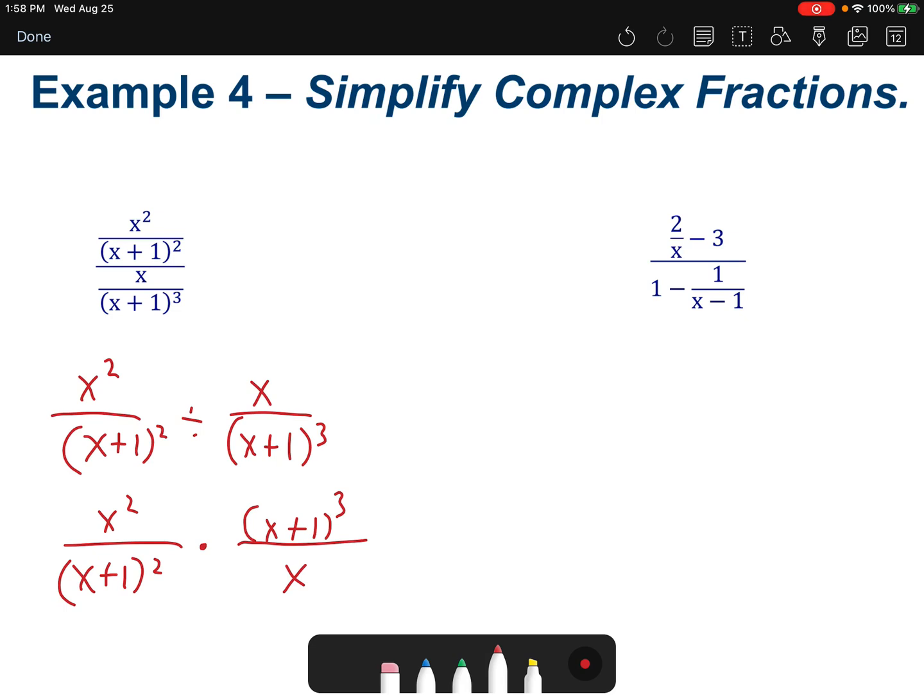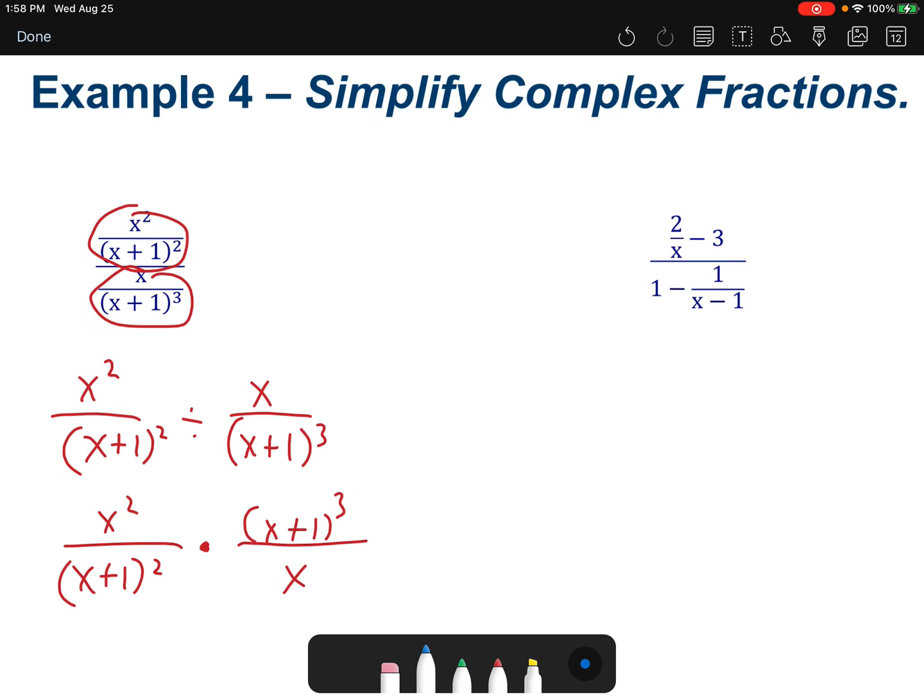So I just wrote this right here, divided by this. That's what I did in the first step. And then step 2, we have to multiply by the reciprocal. We just flip the second fraction. And now we can start simplifying.